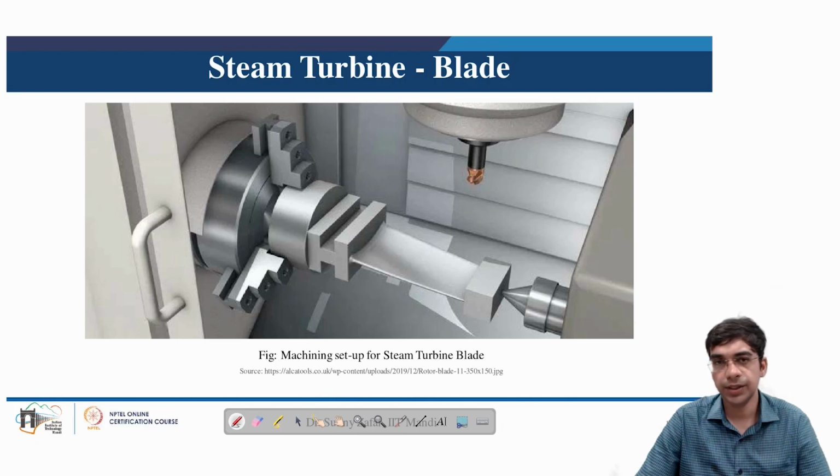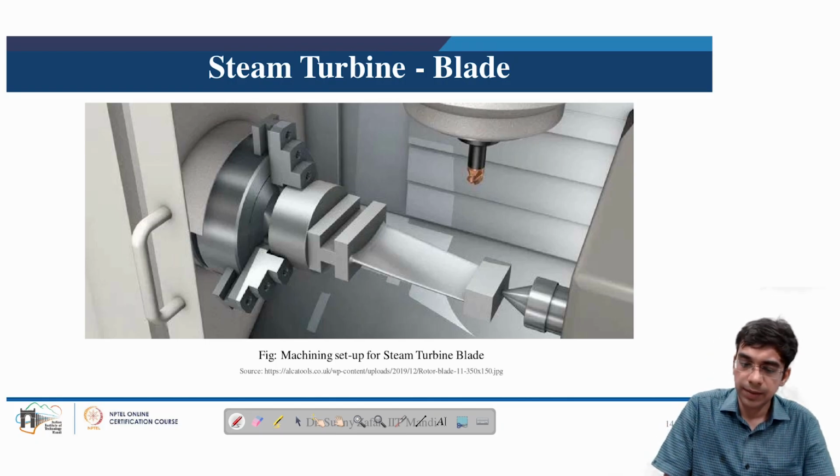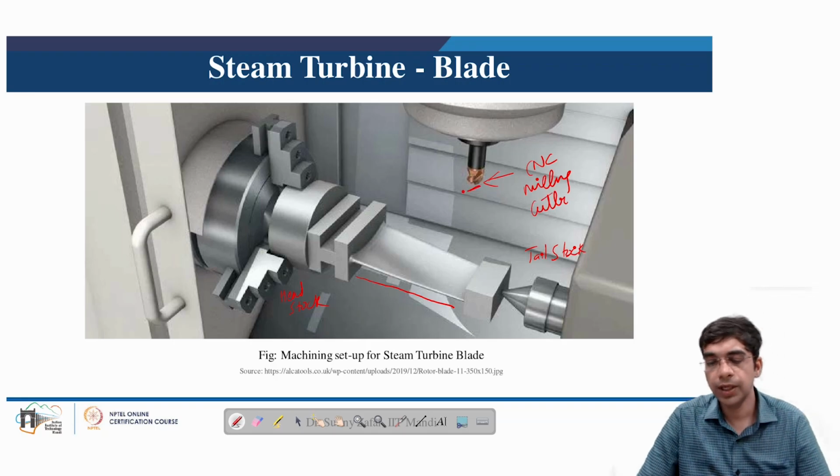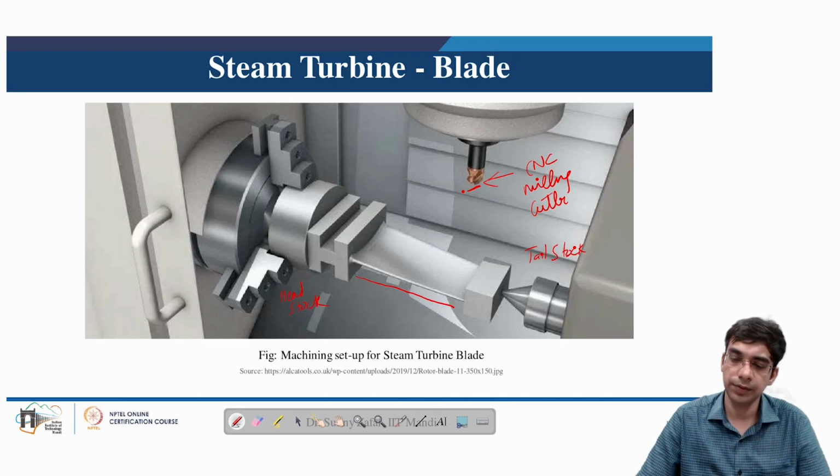and blades are effectively machined. Here we can see a typical steam turbine blade being held in the headstock, and the other part is held in the tailstock, and a CNC milling cutter with the cutting tool here is then utilized to machine the surface of the steam turbine blade, and the surface finishing is done by removing material in the form of chips.